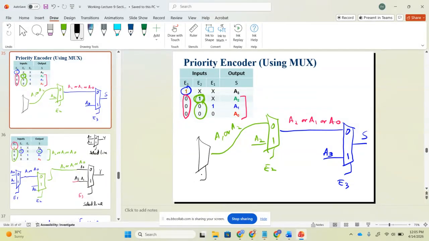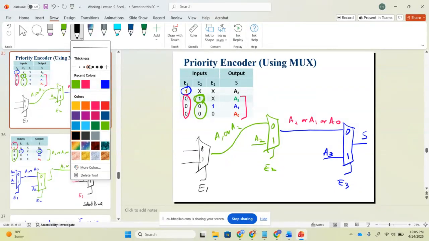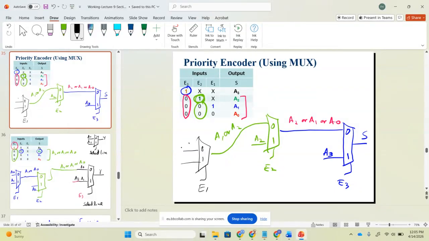We have now E1. There are two possible values, 0 or 1. It is 0, so it will pass. A0 and 1, A1. Clear? So this is how we can design a priority encoder using a multiplexer.